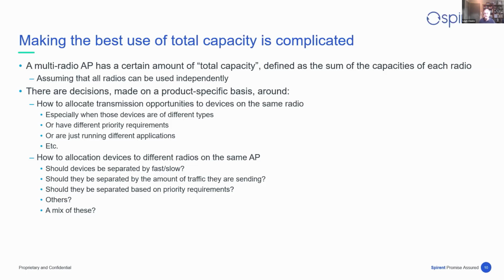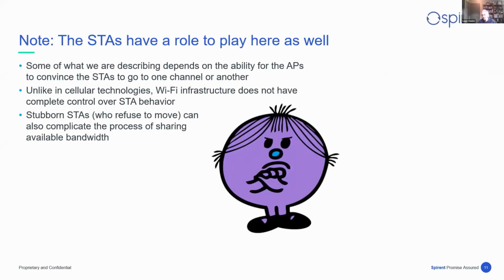And then even within a given channel, what do you do when some are fast and some are slow? And worse than that, the AP doesn't really have complete control. The way I just kind of laid that out, it makes it sound like the AP can do whatever it wants, right? Once it has its own decision, it can say, great, I'm going to take fast users and put them there, slow users and put them there.